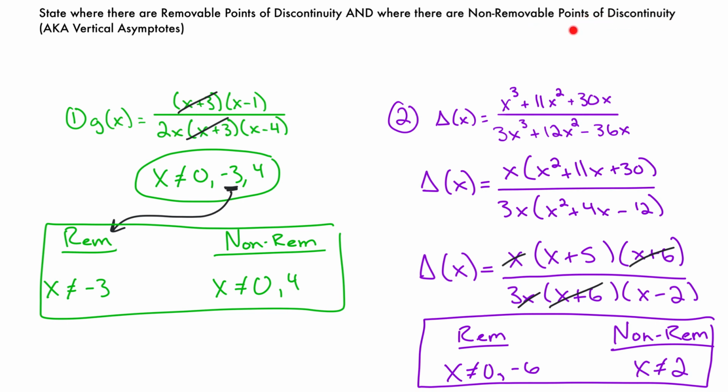Because if you think about the graph where it was an open dot, it's an open point. So non-removable, they're called vertical asymptotes. Just as an FYI. Sometimes I'll refer to them as vertical asymptotes. Sometimes I'll refer to the removables as point discontinuities. Just be prepared for both. I typically like sticking with this vocabulary, removable and non-removable.